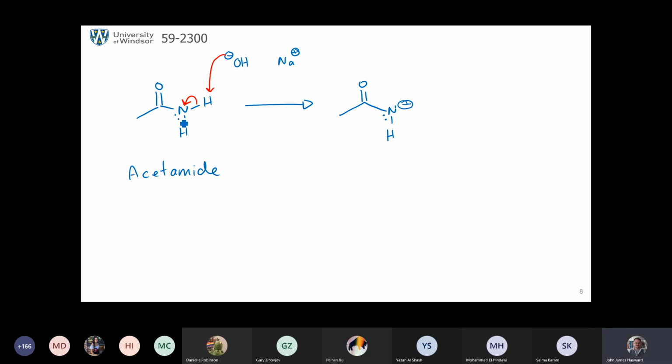the nitrogen had a lone pair on it to start. The oxygen had two lone pairs. And now because we've got the negative charge, nitrogen has a second lone pair on it. Now, I can also draw a resonance structure. This double-headed arrow, by the way, is where we show that two resonance structures are interconverting.